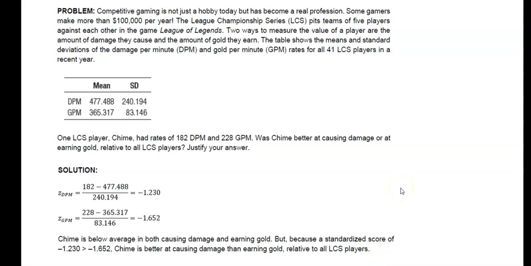So it adds up to determine which one he's better at compared to himself. Like which one is his strength, I guess, is what they're asking, right? So he's pretty good, but compared to some of these other elite players, maybe he's not as good.